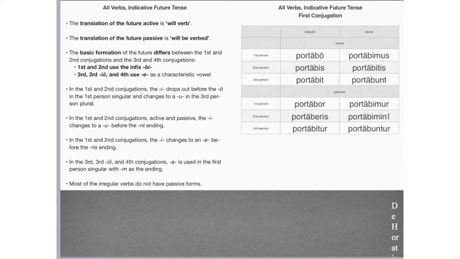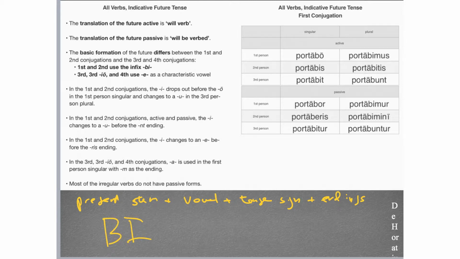All right, shifting gears a little bit to the future. So the good news is it's going to be basically the same thing as the imperfect. So present stem, plus vowel, plus tense sign, and then plus endings. Now for the future, that tense sign is going to be bi. There are a couple variations as you might see in the chart. So there's a variation in the first person singular and in the third person plural. Otherwise you can see the bi throughout. So bo, bis, bit, bimus, bitis, bunt.